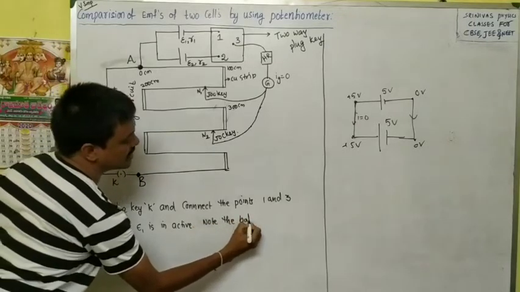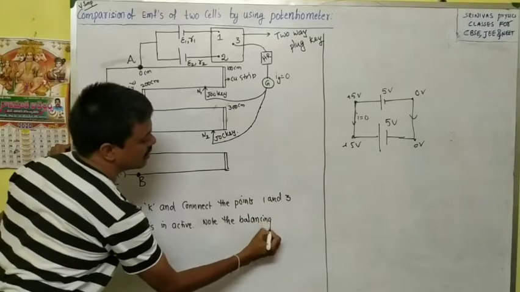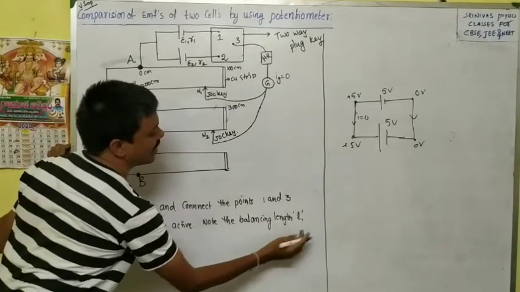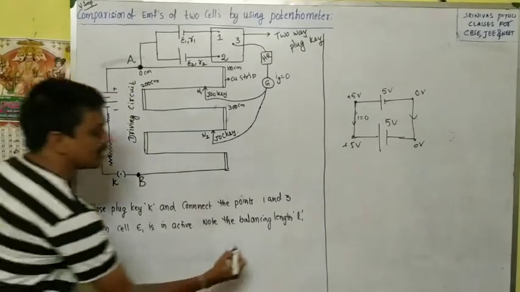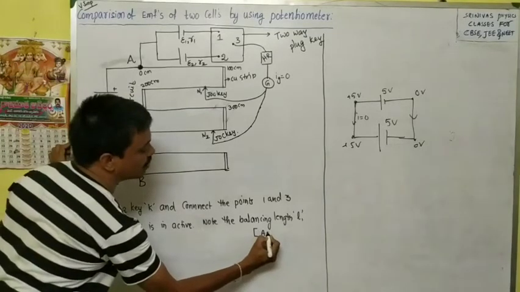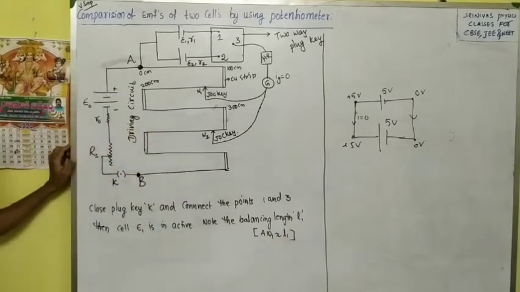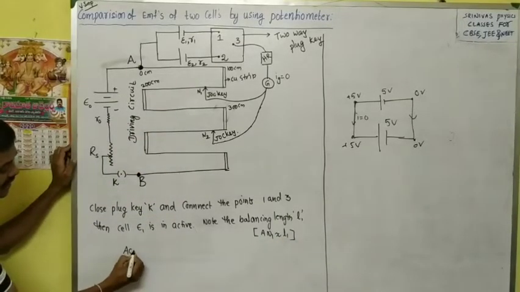Note the balancing length L1. I will take the balancing length as L1. That L1 is from where to where? From A to N1. A N1 is the L1. Okay. Now, according to the potentiometer principle, what do we write?